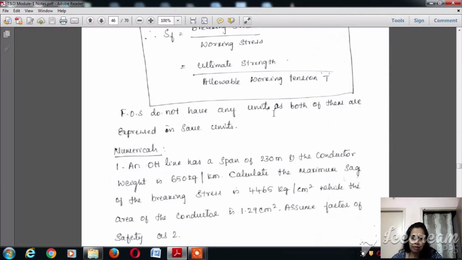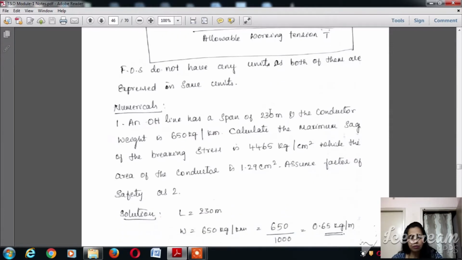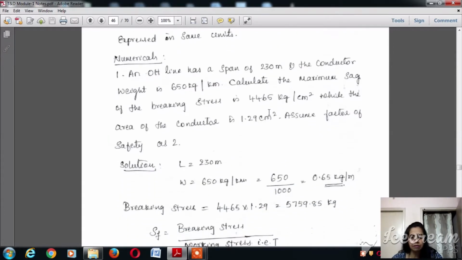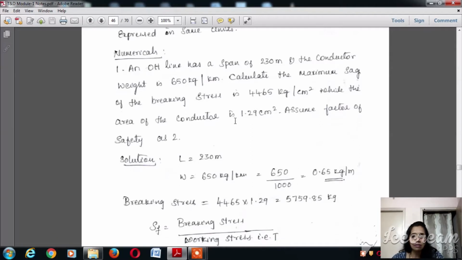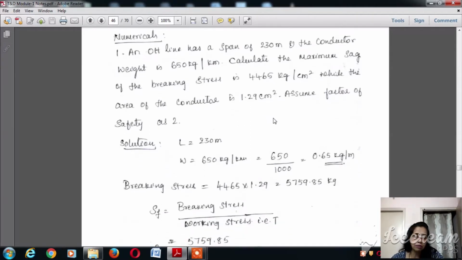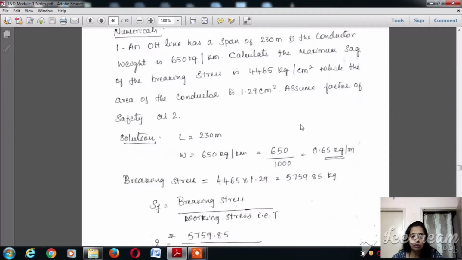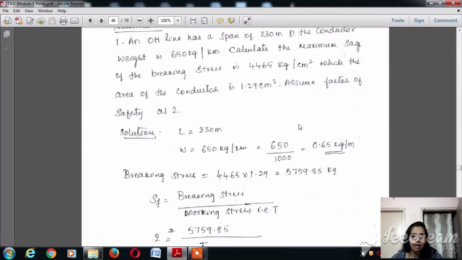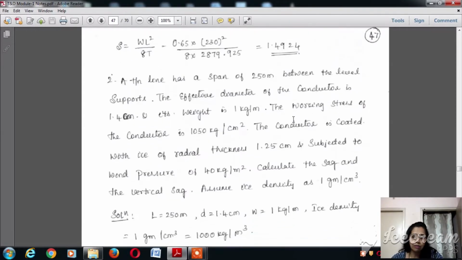So we understood about the factor of safety, and the effects of the wind and then the ice coating. After this, for certain conditions, we can always calculate what is going to be the factor of safety, the breaking stress, and the maximum sag with the different data that is given.